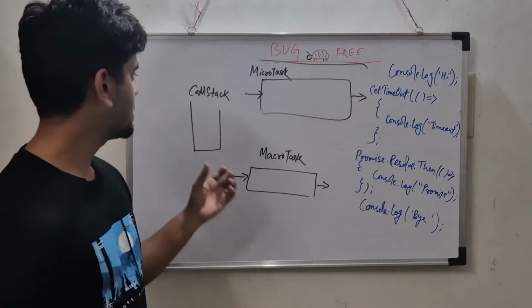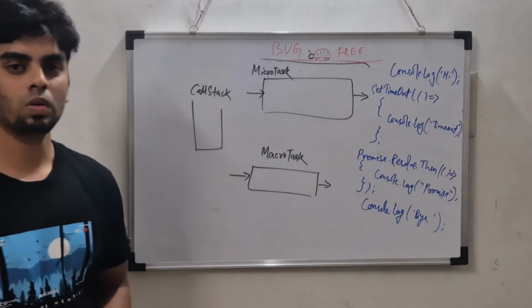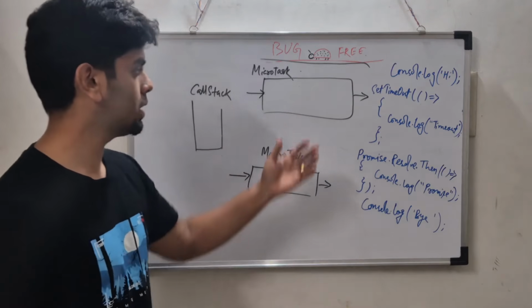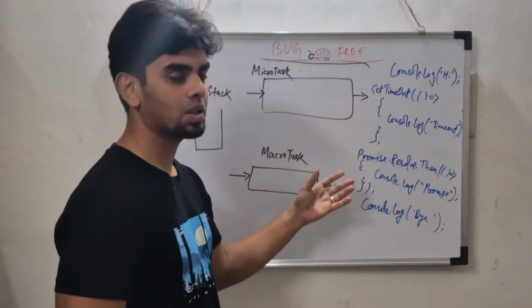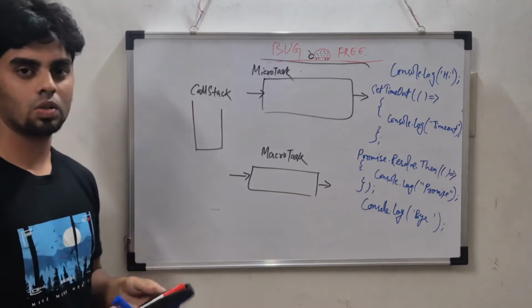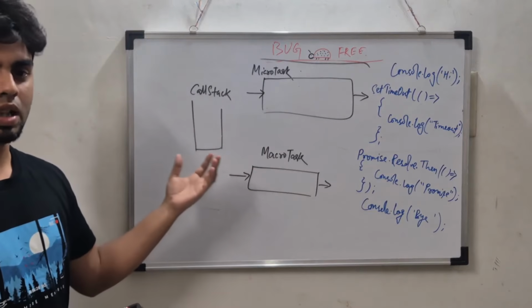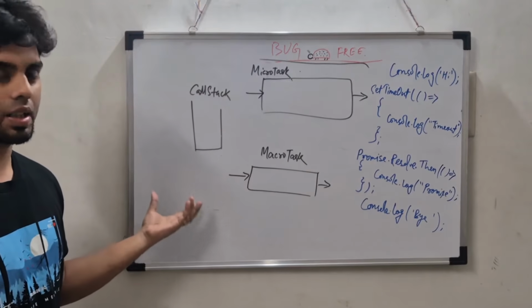So theoretically we have seen how the call stack, micro task and macro task work. Now let's see with a real life example. I have written a piece of code. With this I will explain how things come to the call stack, how things go to the micro task, how things go to the macro task, and how JavaScript handles and executes it.